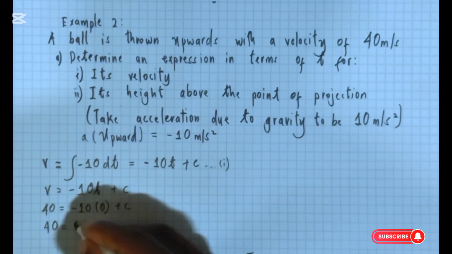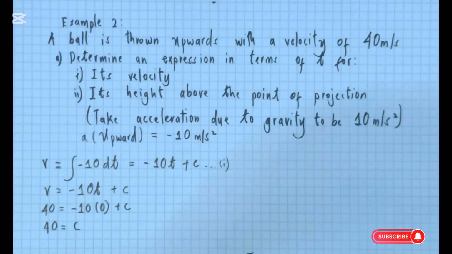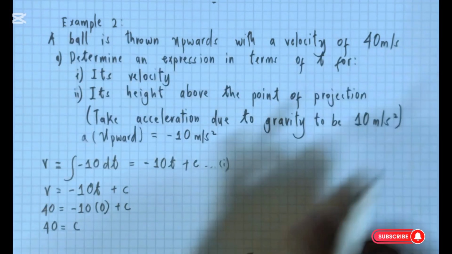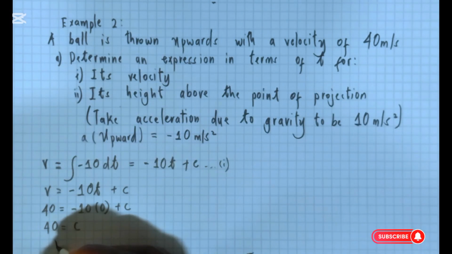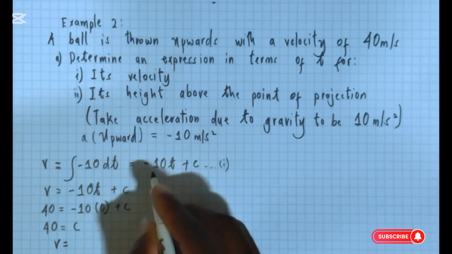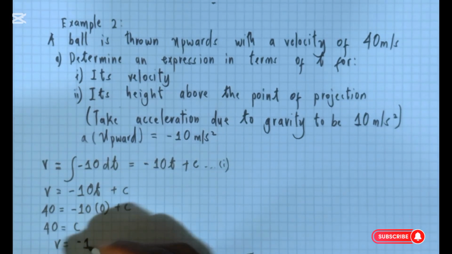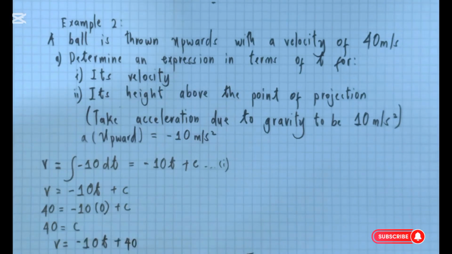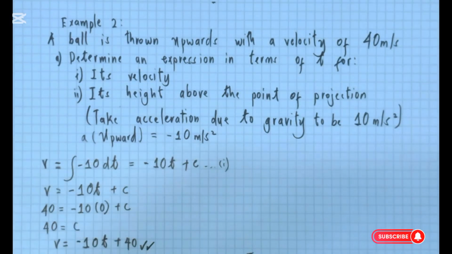This is going to be 0. Our value for c is actually going to be 40. Hence, the equation describing the velocity of the ball being projected will be given by v equals negative 10t plus 40, and that will be our answer for A Roman 1.